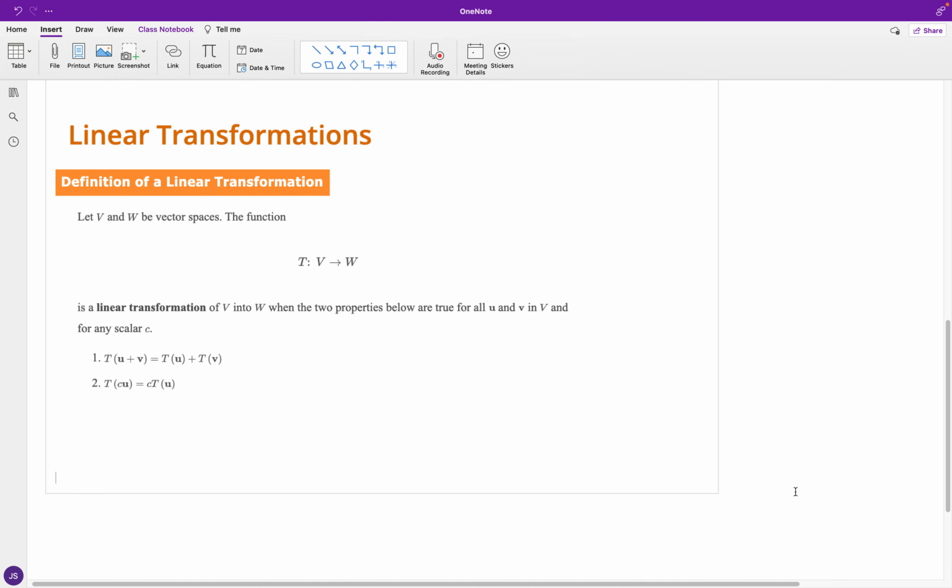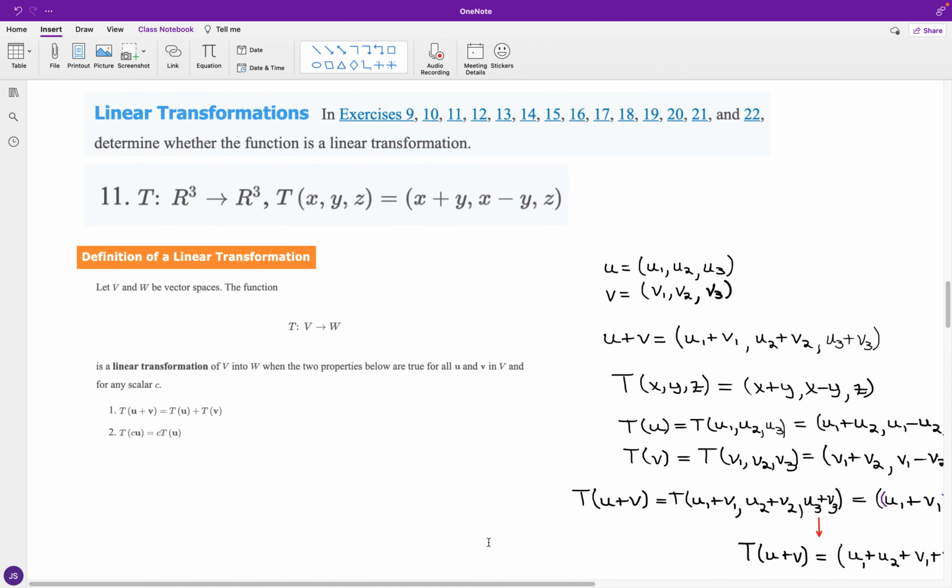And we'll be looking at determining whether the following transformations will be linear or not. Let's say that we're going from vector space R3 to itself, and we're determining whether the following transformation is linear or not. Here we have the transformation of x, y, and z is equal to x plus y, x minus y, and z.